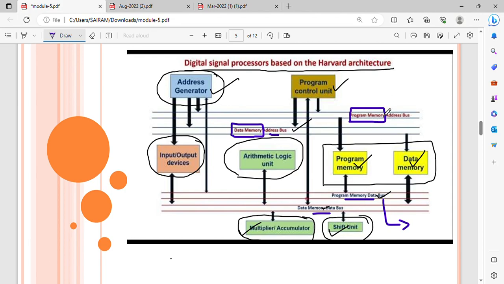Okay, the program memory address bus will hold the address from the program memory. The data memory address bus will hold the data address from the data memory. That is these two. The program memory data bus will hold the data from the program memory, and the data memory data bus will hold the data from the data memory. This is what it is for those four.